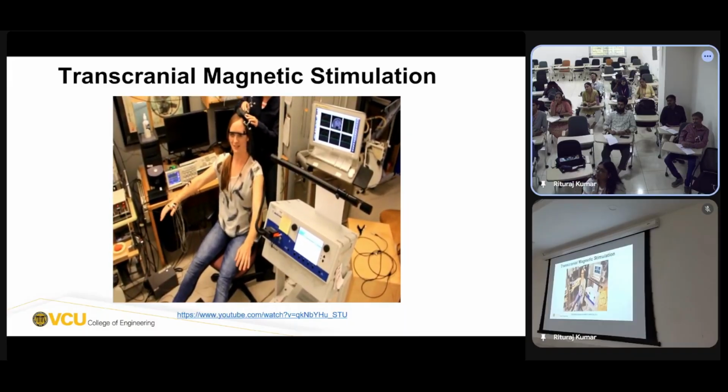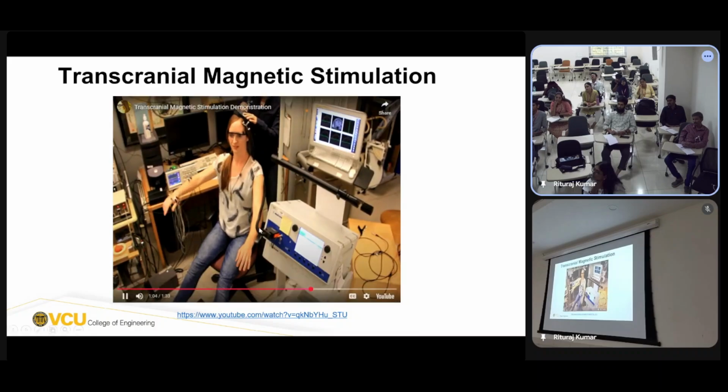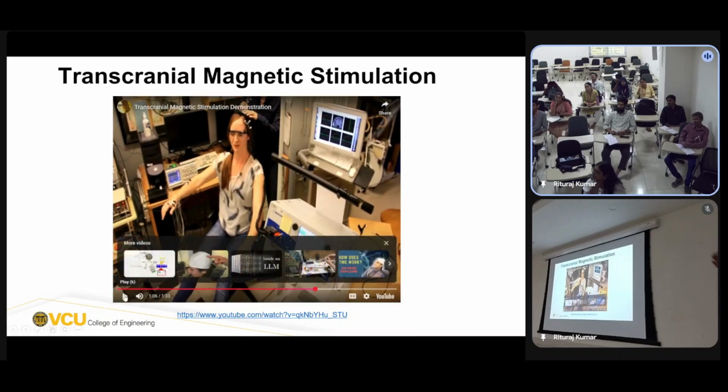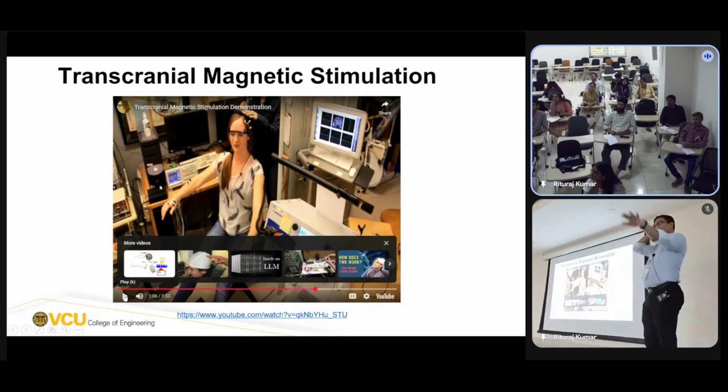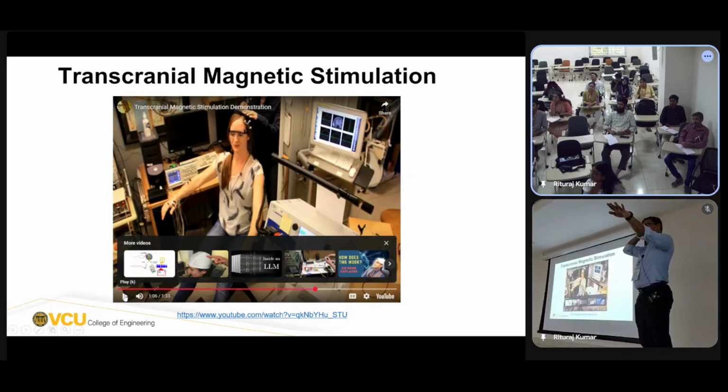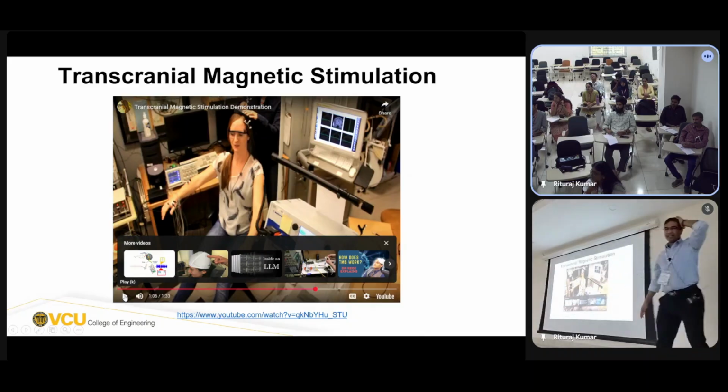So right hand, little bit of elbow. So notice that she's doing it here, and the effect is happening on this side. Okay, so your right part of the brain controls left side of the body, and left part of the brain controls right side of the body. Okay.